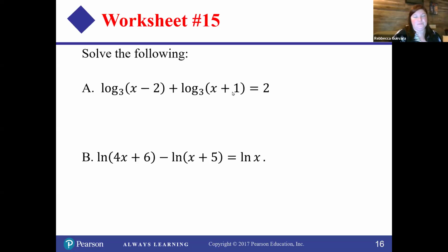So number 15, we have a couple different logarithmic expressions here. Like I said, combine anything with a log to one side into a single logarithm, and then from there, try to solve it. So if we were to do A, I'm going to get rid of B here for just a little bit.